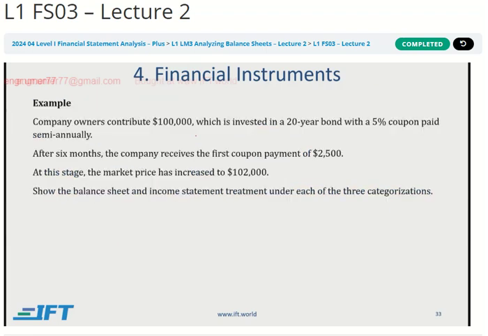Let's take an example. And here we're going to look at all three categorizations. So we've got a bond, 20-year bond, 5% coupon, semi-annually, bought for 100,000. First payment, so this is your income coming in, 2,500. And income, as you know, for all three is going to be the same. It will pass through the income statement.